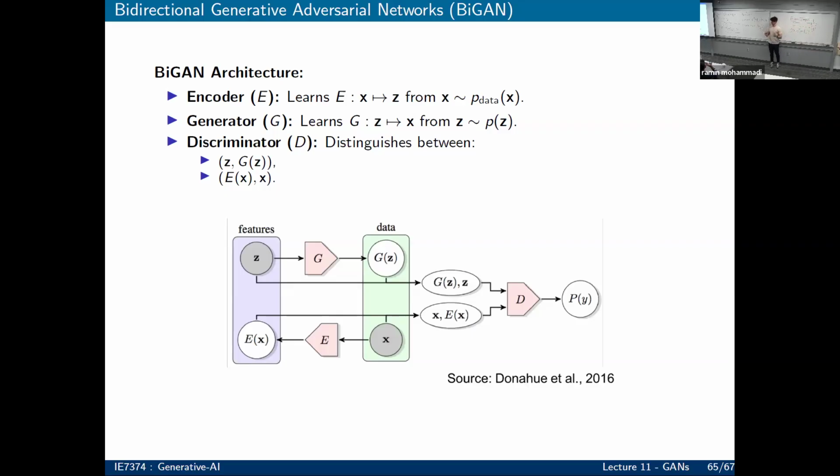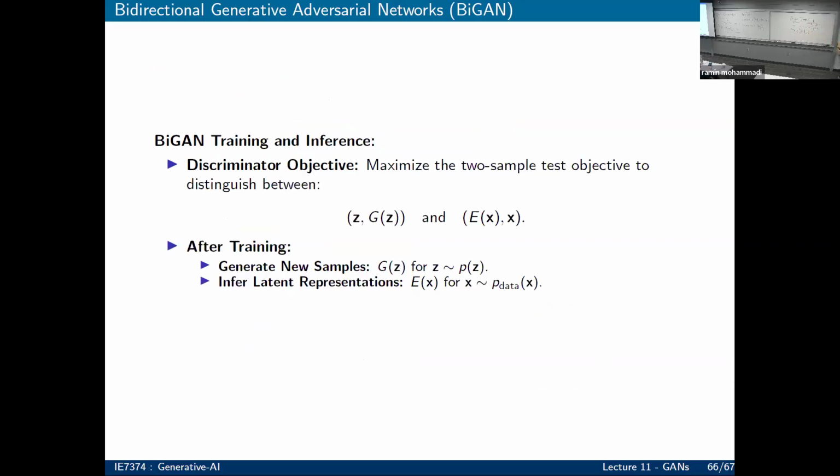Then you pass a tuple to your discriminator. Instead of the discriminator before, which used to get X and the new image, the fake image, here it gets two types of data: Z and the generated image, X and the latent.